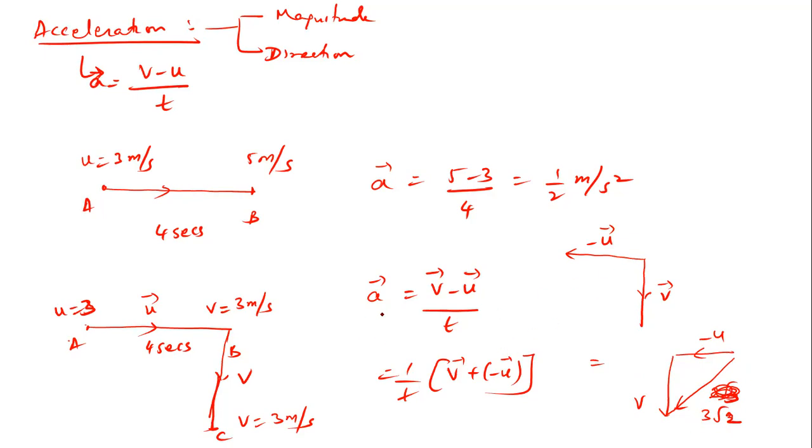Thus the acceleration does not become 0, and this becomes 3 root 2 divided by whatever time it has taken. Okay, let us say here it takes 2 seconds and here it takes 2 seconds. So therefore, I will add these two, and thus it is divided by 4 seconds. So this will be my answer for acceleration here. Okay, thus acceleration exists whether the particle's speed changes or whether the particle's direction changes. In both the cases, there will be an acceleration.